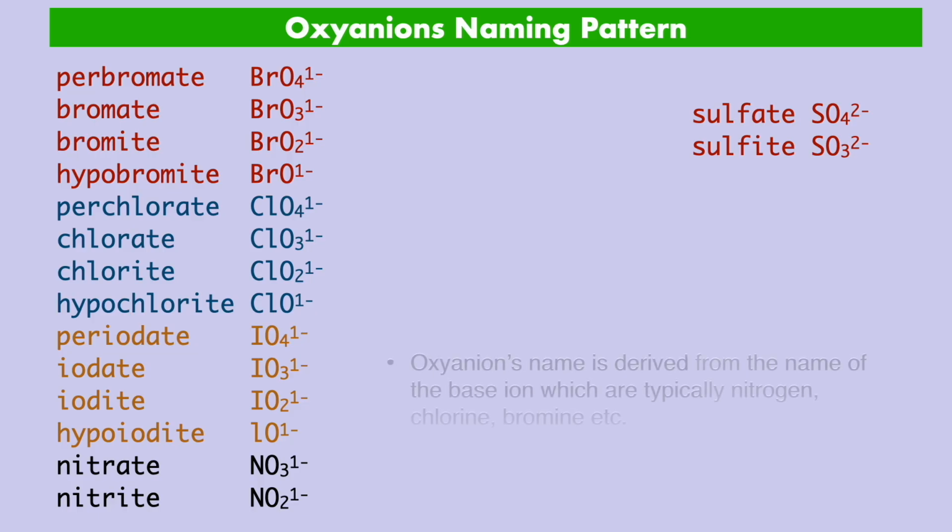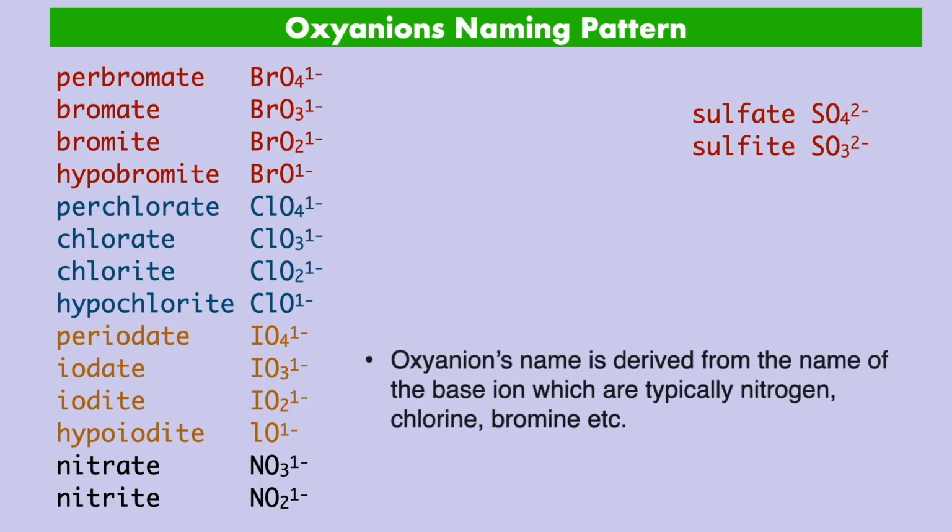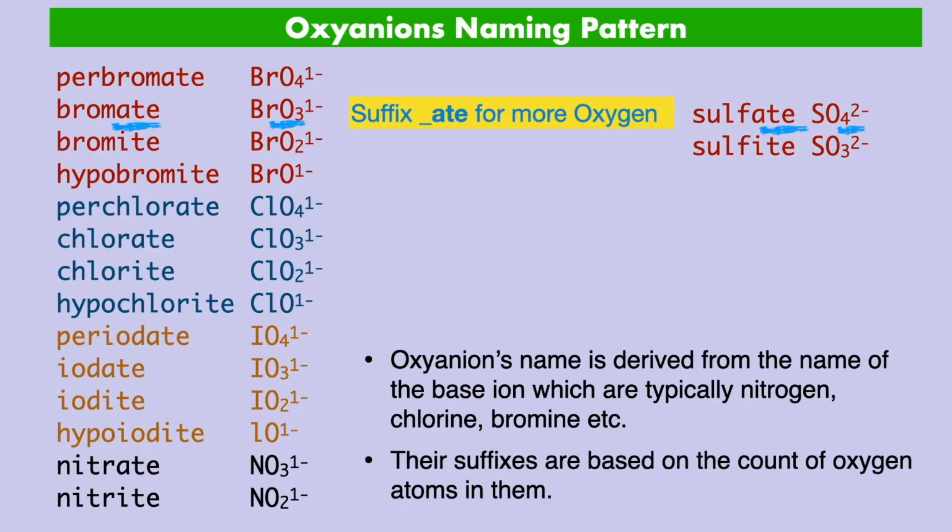An oxyanion's name is derived from the name of the base ion, which is typically nitrogen, chlorine, bromine, etc. Their suffixes are based on the count of oxygen atoms in them. The suffix "ate" is used for the oxyanion with the most oxygen atoms in a series. For example, sulfate has 4 oxygen atoms.